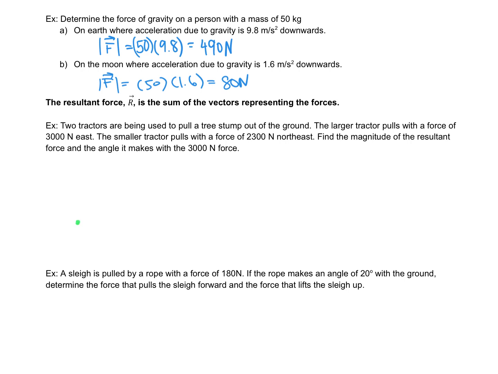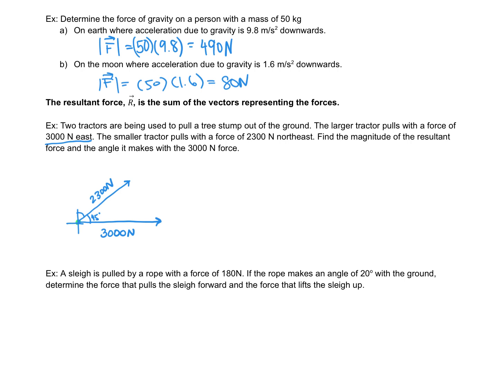Let's say this is the tree stump, and there's one tractor that is pulling with a force of 3,000 newtons to the east. So let's say this is the first one. And then we have another one with a smaller force, and it's going to the northeast. So I'm just going to draw a little compass. Northeast is exactly halfway between north and east. So that's going to be at a 45-degree angle. This is 45 and this is 45, but this angle is more useful. And there's the force. And I want the resultant force.